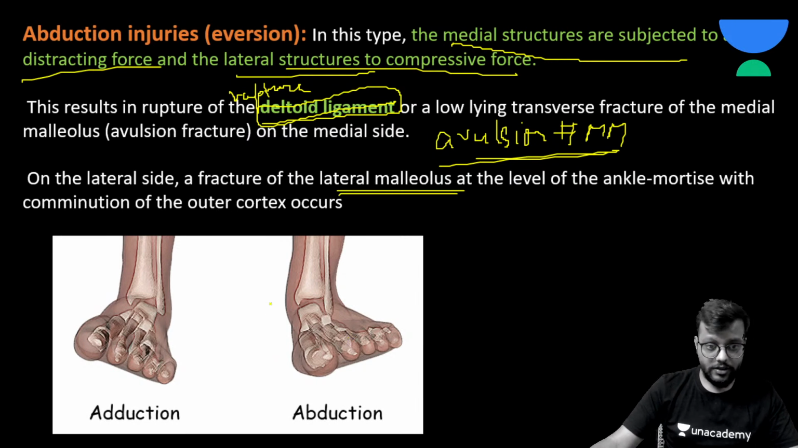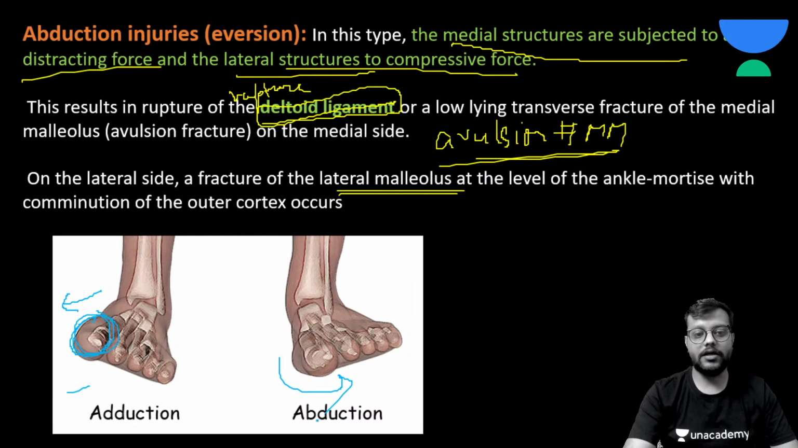Okay, now here you can see this is adduction and this is abduction. See, angutha or the great toe is your medial part, so here it is adduction and it is away from the great toe, so this will be your abduction.